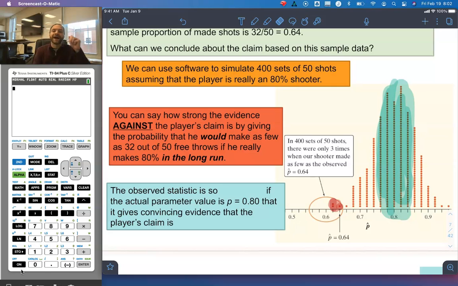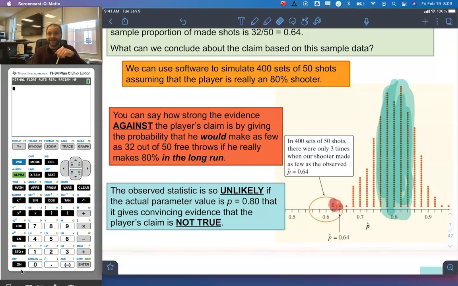You can say how strong the evidence against the claim is, against the null, by giving the probability that he would make as few as 32 out of the 50 free throws if he really was an 80% free throw shooter in the long run. So we saw here 3 out of 400 times that something occurred at a proportion equal to or less than that. And that is so small, that's less than 1%.